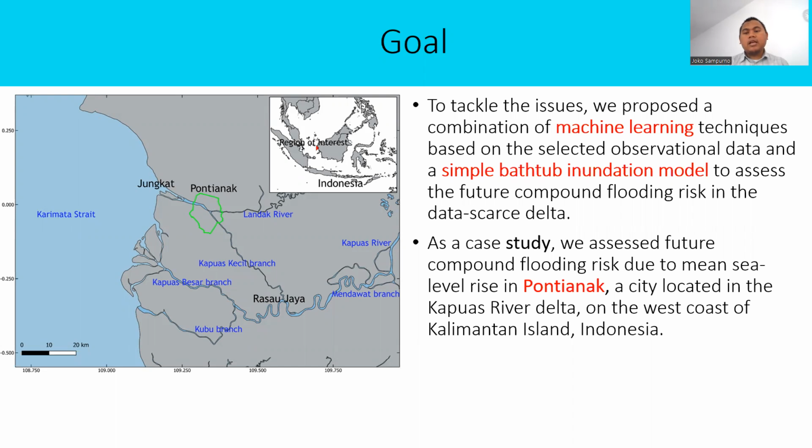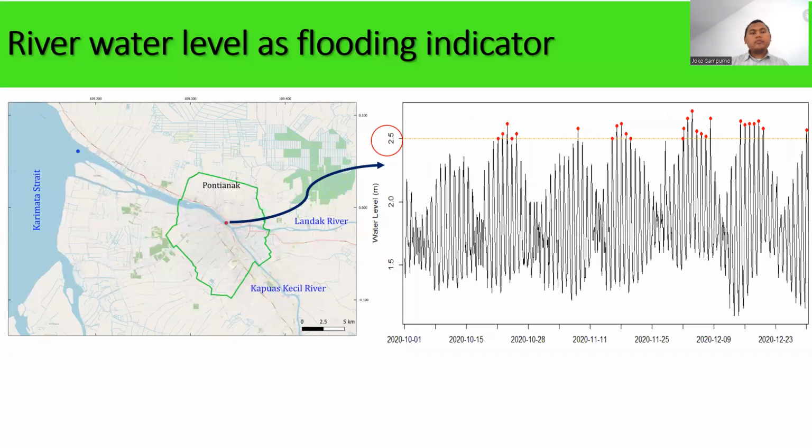As a case study, we implement this approach to assess future compound flooding risk due to mean sea level rise in Pontianak, a city located in the Kapuas River Delta on the west coast of Kalimantan Island, Indonesia. Here we use river water level as the flooding indicator. Based on observational data, the local water management agencies define 2.5 meters as the threshold when water starts to overflow within the city.